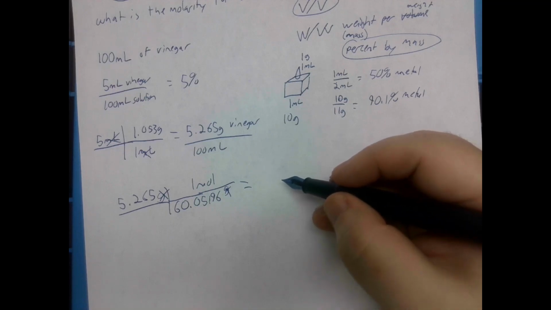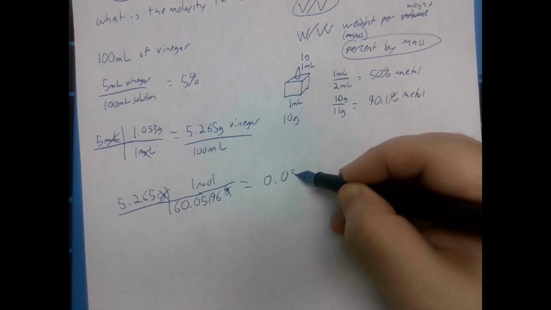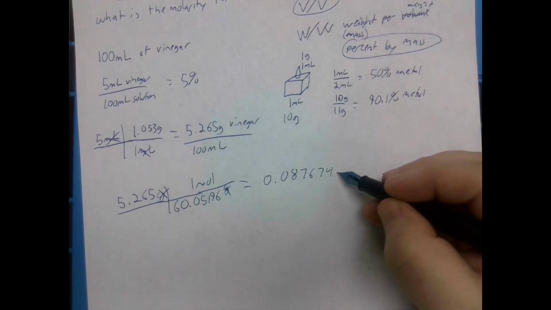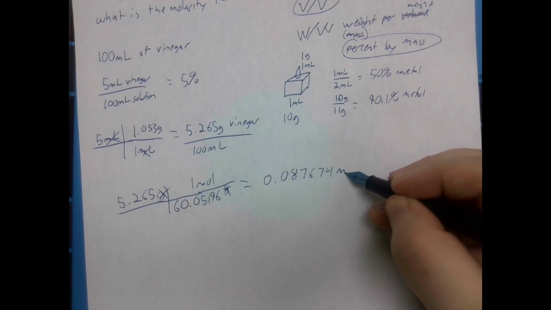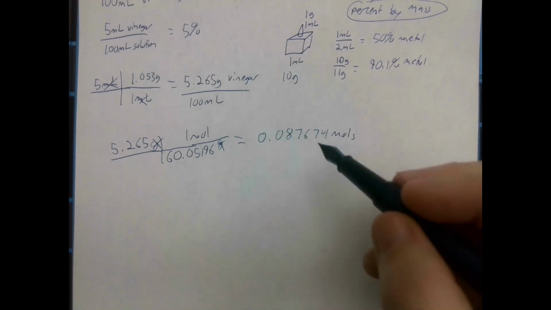Ooh, and I got a way different value. I got 0.08764 moles. I thought this would actually get me a more accurate number, but this gave me a much worse number than the previous class. And I'll discuss what I did in the previous class in a second.